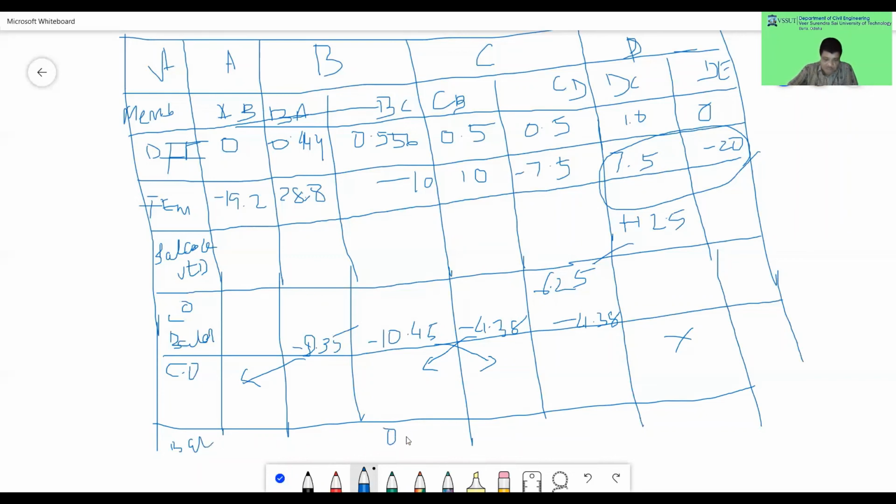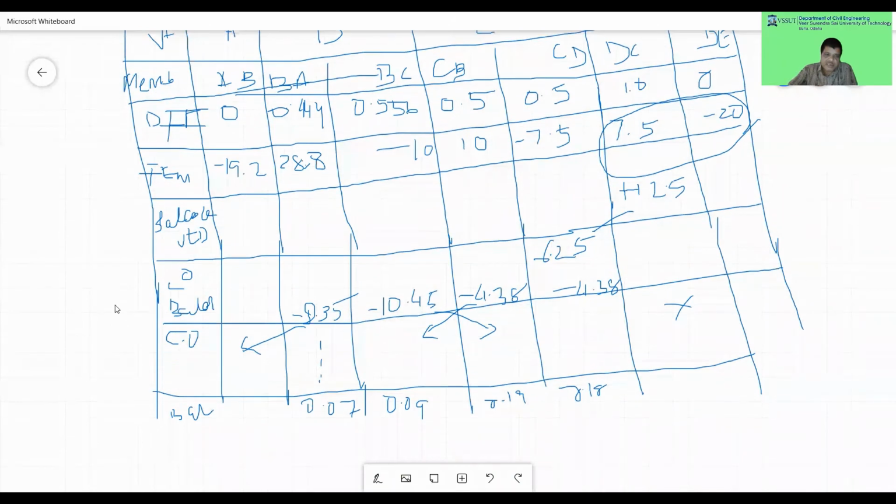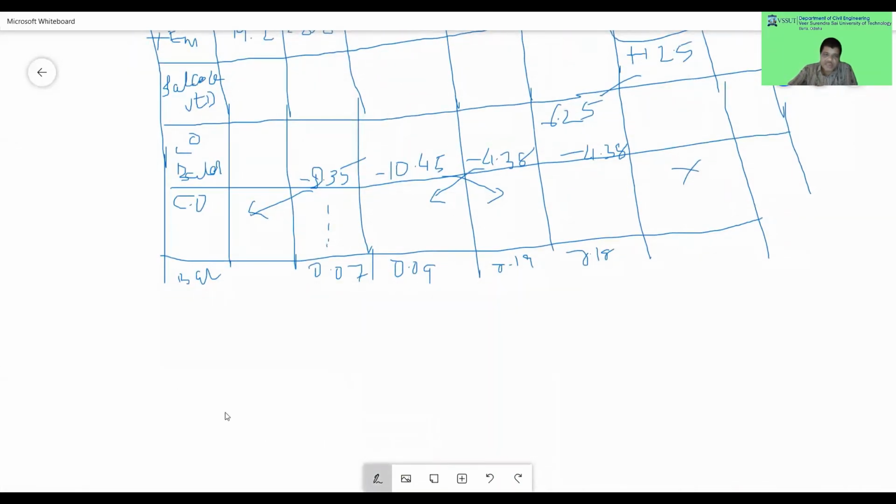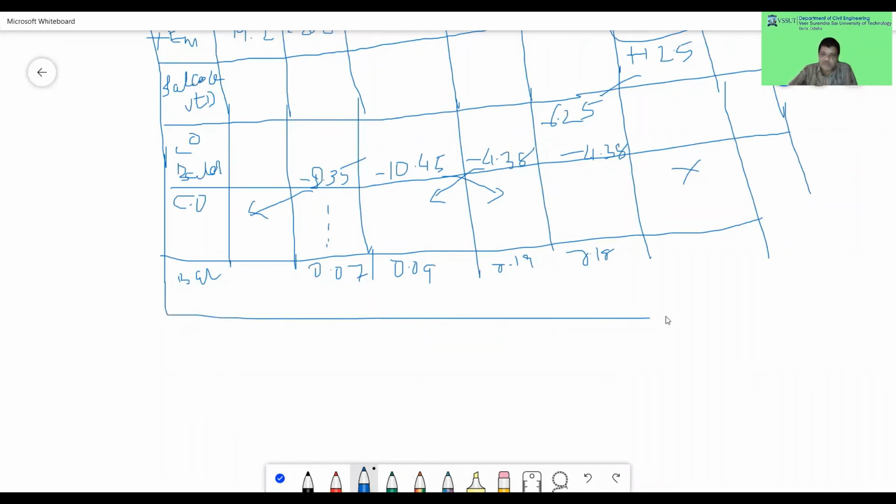We have stopped here. The values are 0.07 here, 0.09 here, 0.07, 0.07. I am leaving out some steps. You go on calculating carryover and balance. It will come here 0.07, 0.09, 0.19, and 0.18. With this, we stop these values, and then we can calculate the final moments. Now the final moments in this problem come like this. I will add all these values.